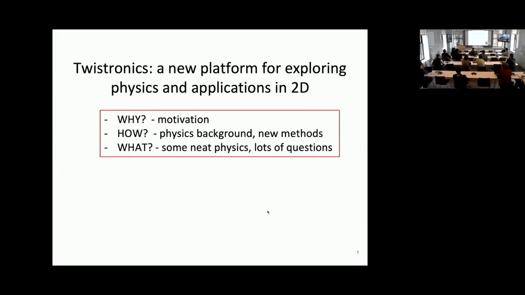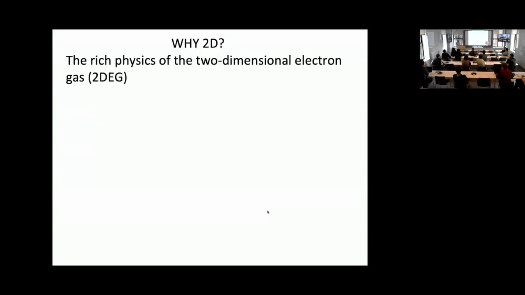So I'll tell you a little bit about why we are interested in this, how we do some of the calculations, a little bit of physics background, and some of the methods that we have developed, and then what exactly we have discovered in this context, some neat physics, and lots of open questions still. First, a little bit about why 2D.